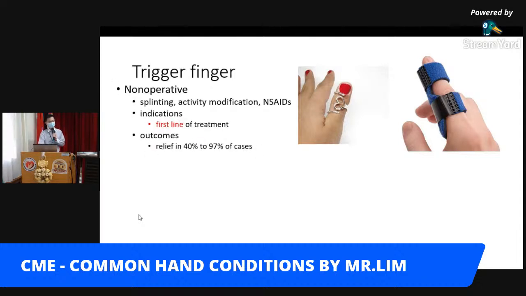We can splint the hand, modify activities that cause pain. We can give NSAIDs for painful fingers or painful thumbs. This is usually the first line of treatment, unless it's a very severe type of trigger finger, grade 3, grade 4. A different story already because it's affecting the function. And the outcome could be quite well.